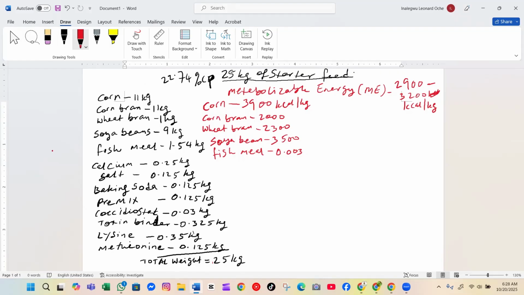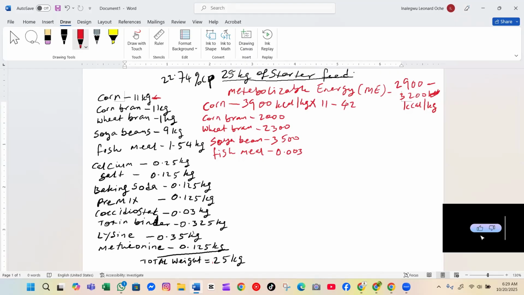Now we have 11 kg of corn, and our value here is per kilogram. That means we'll multiply it by 11 to get the value for 11 kg, because this value is for 1 kg. So 3,900 times 11, I'm going to use the calculator on my phone. It's giving me 42,900. Then the next one is corn bran.